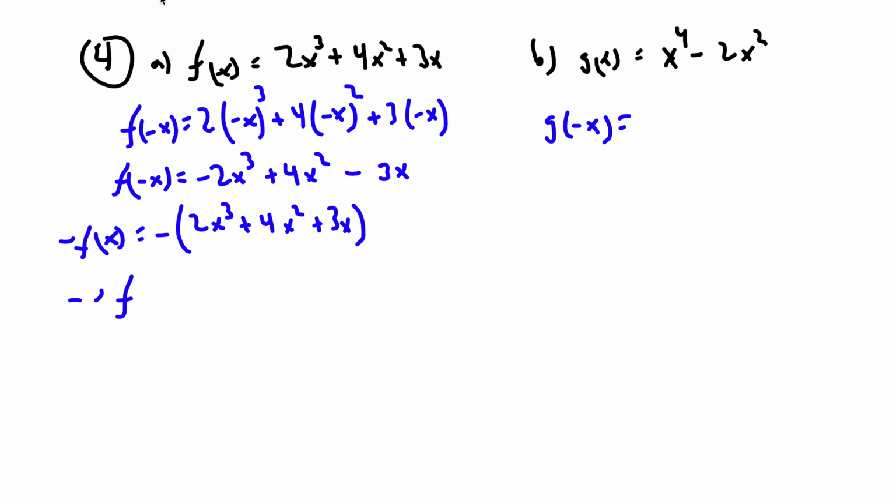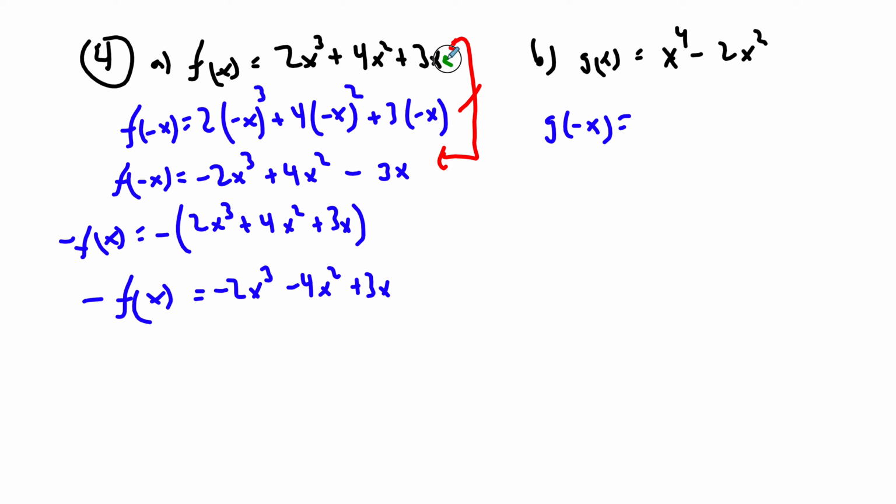Opposite f of x would be negative 2x cubed minus 4x squared plus 3x. So if you look at this, f of x and f of opposite x do not equal each other, right? And if you take a look at f of opposite x and opposite f of x, say that 3 times fast, also not. So this is a neither function.